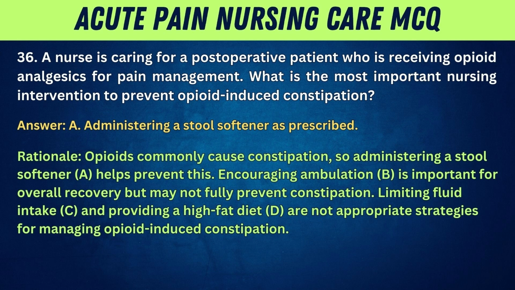Rationale. Opioids commonly cause constipation, so administering a stool softener, A, helps prevent this. Encouraging ambulation, B, is important for overall recovery, but may not fully prevent constipation. Limiting fluid intake, C, and providing a high-fat diet, D, are not appropriate strategies for managing opioid-induced constipation.